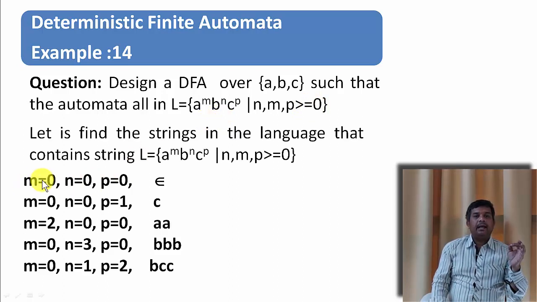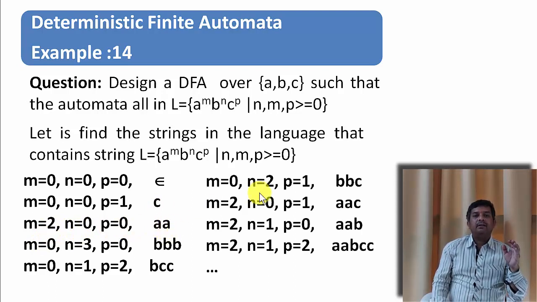If m, n and p are 0, we have epsilon. If m equal to 0, n equal to 0 and p equal to 1, we have only c. If m equal to 2, n equal to 0 and p equal to 0, we have 2 a's. So like that, all these combinations of strings are possible. Along with that, we have epsilon also. So let us try to design the DFA.